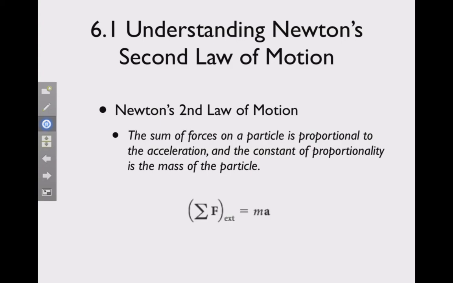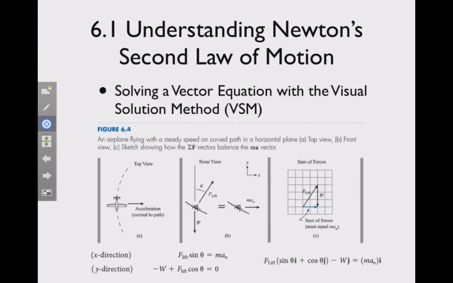Moving on, Newton's second law of motion we're pretty familiar with: the sum of the external forces has to be equal to the mass of the object under consideration, the mass of a particle, times its acceleration. So if there's any imbalance of force on this mass, it will accelerate, and this is something we should be quite familiar with. And the book describes something called the visual solution method.